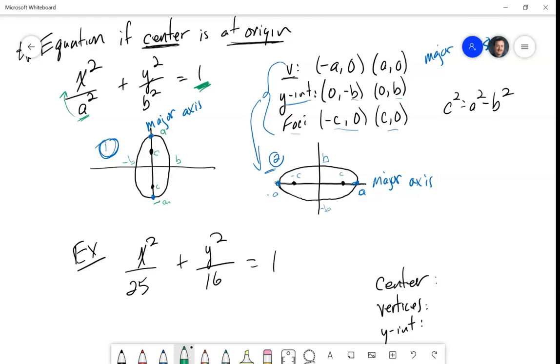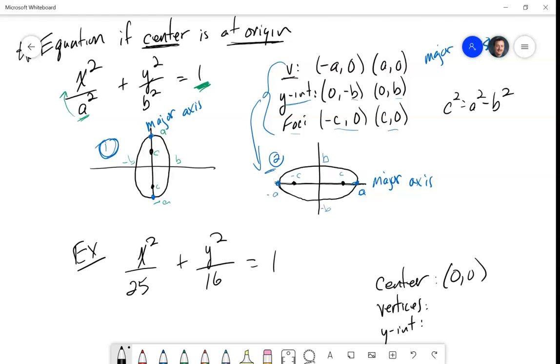Okay, so let's break this down. First of all, what I notice is there's nothing added to or subtracted from my x and there's nothing with my y. So that tells me that this is an ellipse that has its center located at the origin. So I can go ahead and put that down as far as my key information.